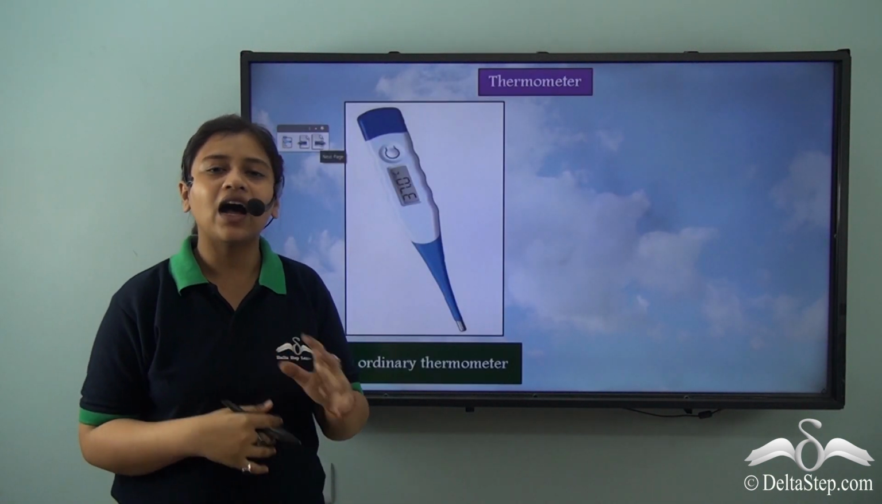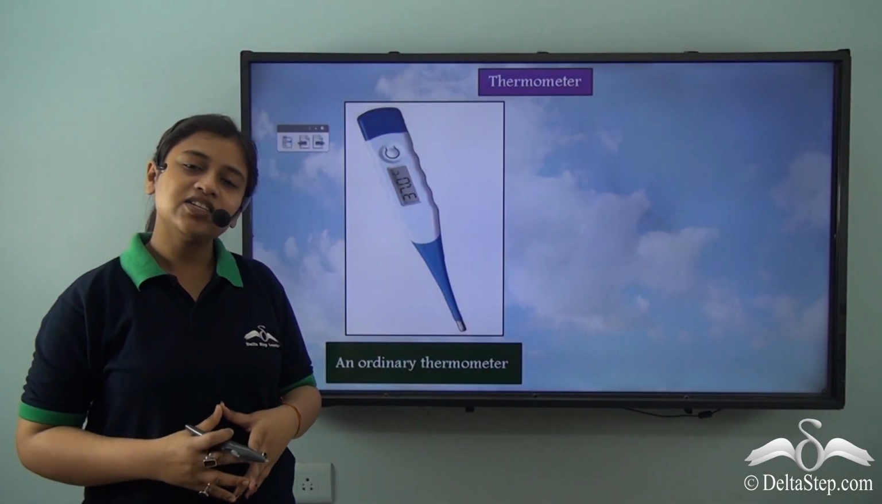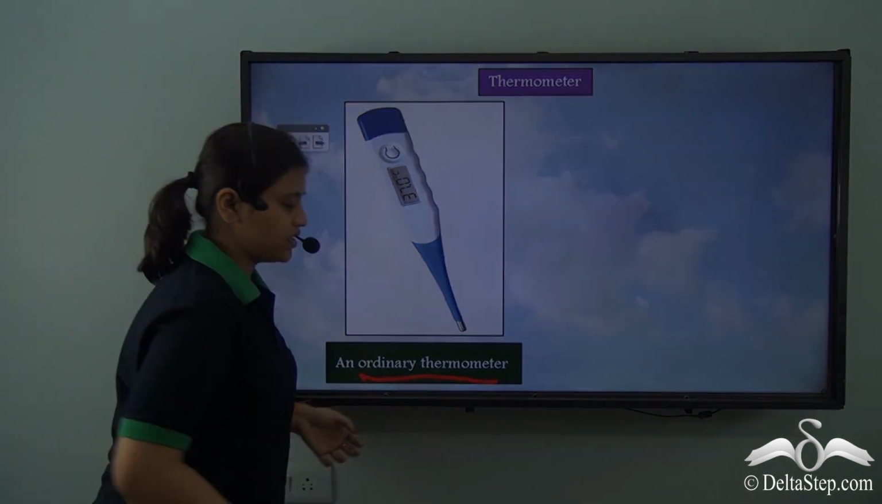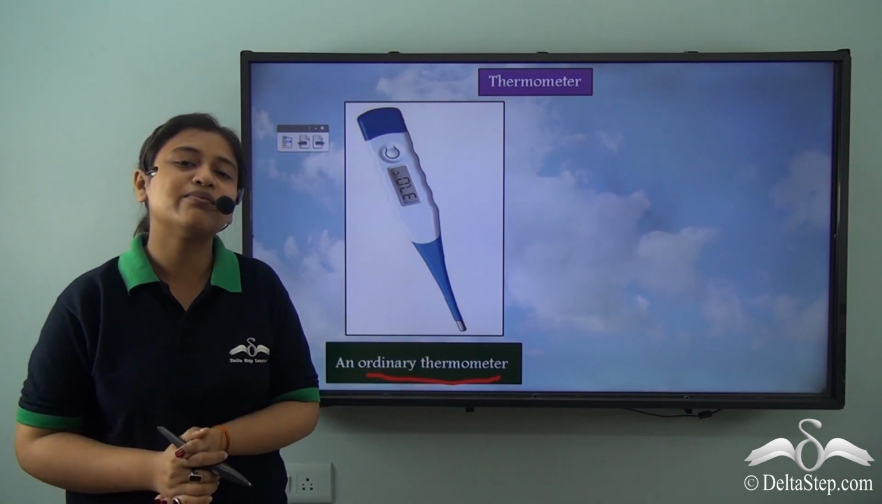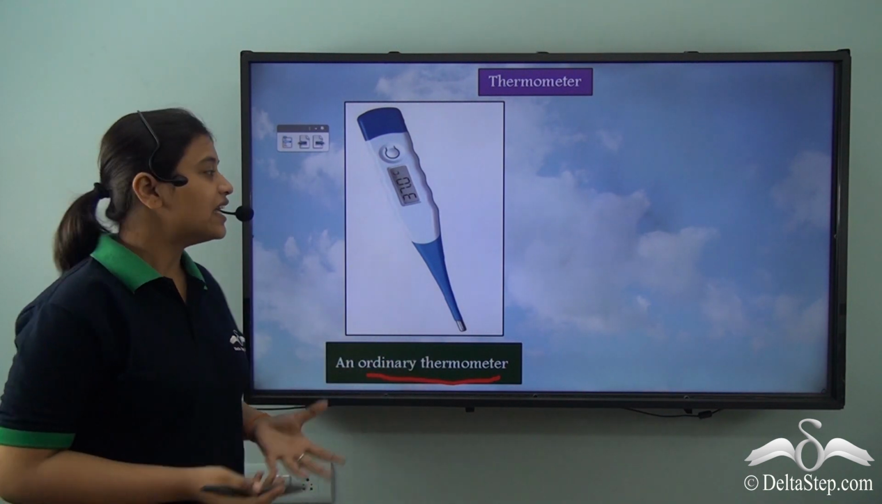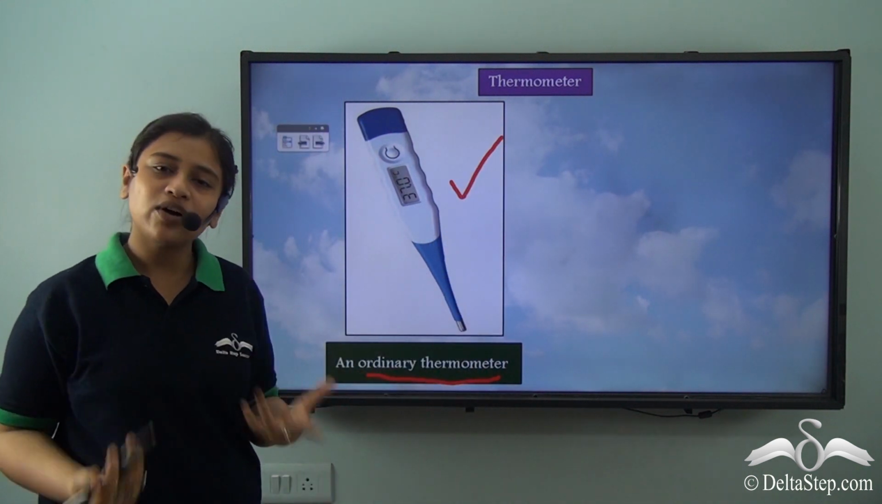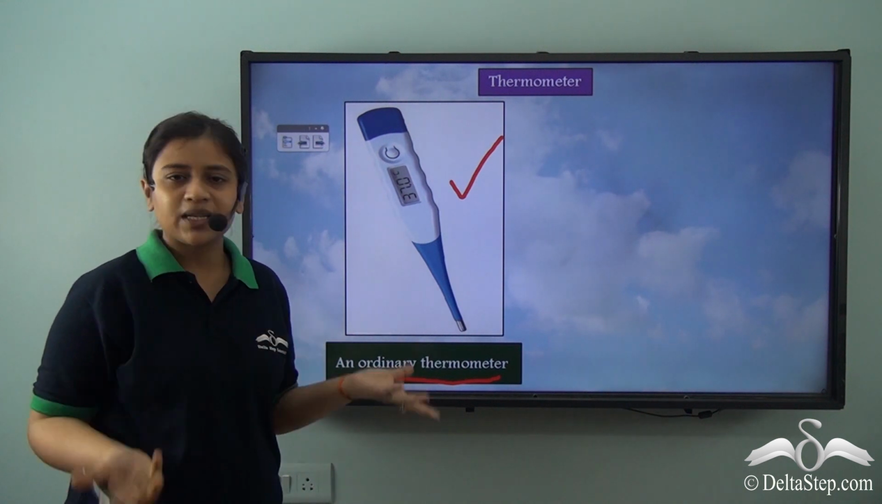So now if I ask you, how are we measuring this temperature? In your mind, you must have already visioned an ordinary thermometer. But let me tell you, this ordinary thermometer cannot be used to measure the temperature of the atmosphere. This ordinary thermometer is used to measure the temperature of our body, right? So now what do we use to measure the temperature of the atmosphere?